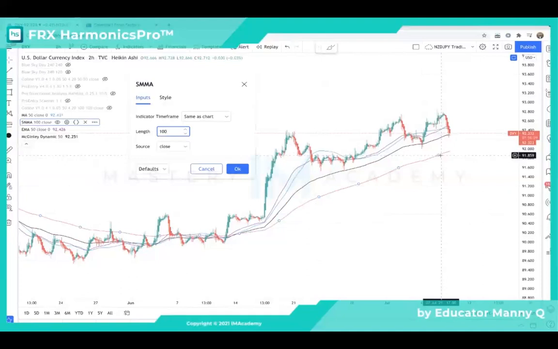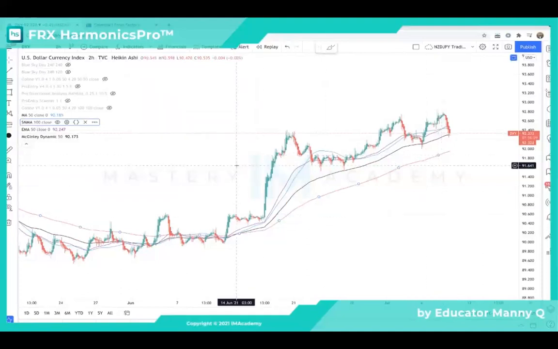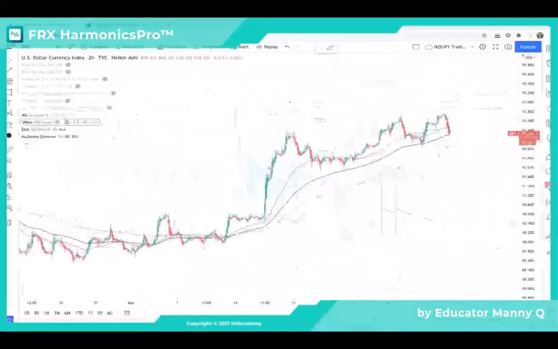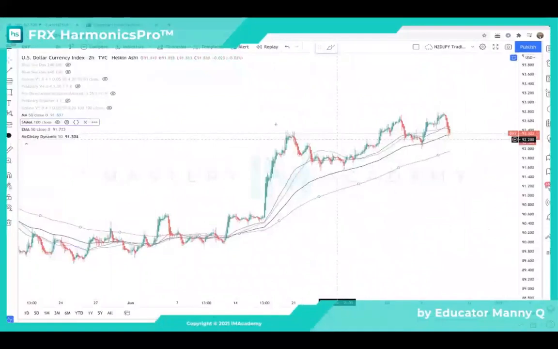Now you can use a huge combination of the MAs, the EMAs, the SMAs, the McGinleys. Ultimately, this is how traders use moving averages. A fast moving average is used for something known as entries in the market. Again, we're going to be talking about entries later.